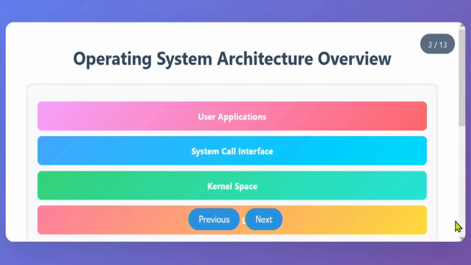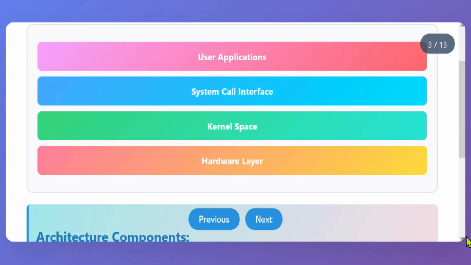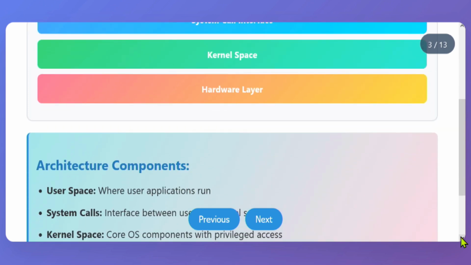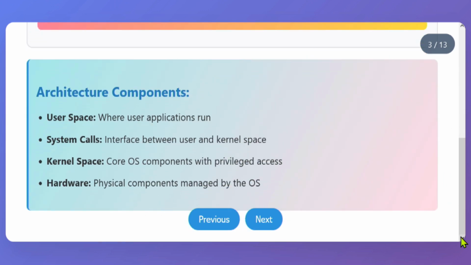And this is the operating system architecture. It lies in the following layers: the user application in the top layer, below it the system call interface, and below the system call, the kernel space and the hardware layer. The architecture components are user space, where the user application runs, and the system call, which is an interface between the user and the kernel space. The kernel space holds the core OS components with privileged access. The hardware is the physical components managed by the operating system, like our keyboard, mouse, memory, and so on.